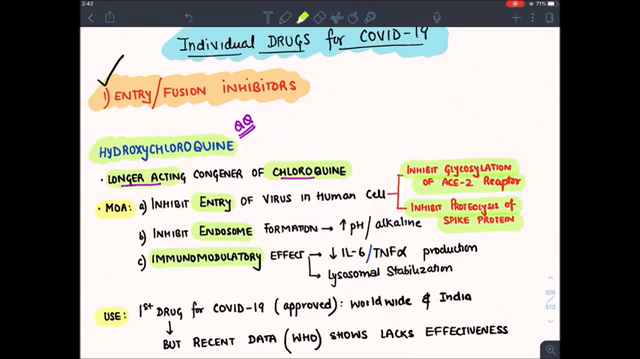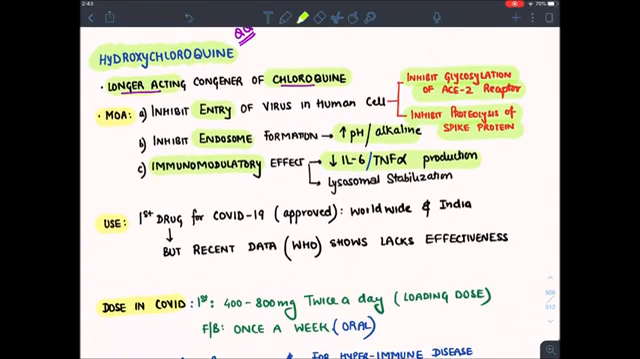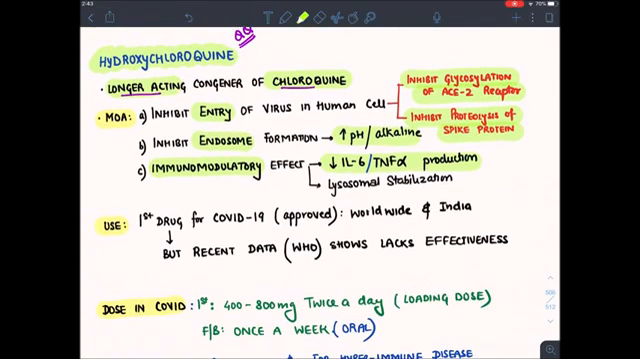It inhibits endosome formation. Why? Because endosome was having acidic pH. It rather makes the pH alkaline. Okay. And lastly, it has immunomodulatory effect because it decreases the production of cytokines like interleukin 6, TNF alpha, etc. Now this hydroxychloroquine was the first approved drug worldwide for COVID-19. Okay. First drug.